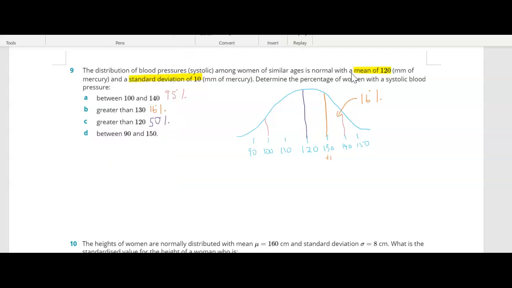Okay, between 90 and 150. This one's not too hard. We don't have too many different percentages. That's 3 standard deviations from the mean, so it's 99.7%. You don't have to do any calculations. You can just get your answers from the 68, 95, 99.7% rule. So you're just playing around with them. That will apply for any distribution that is normal, that is symmetrical, where your mean is in the middle.